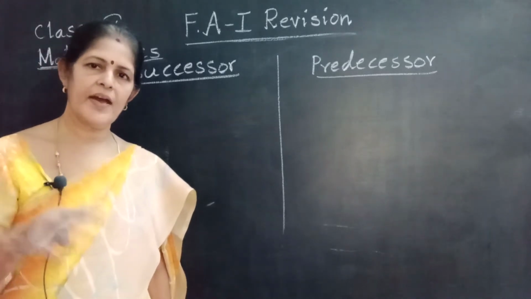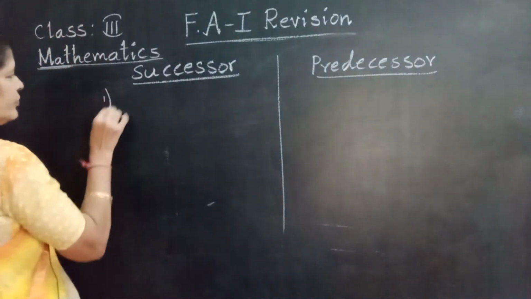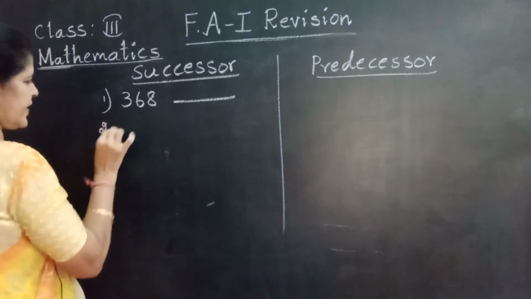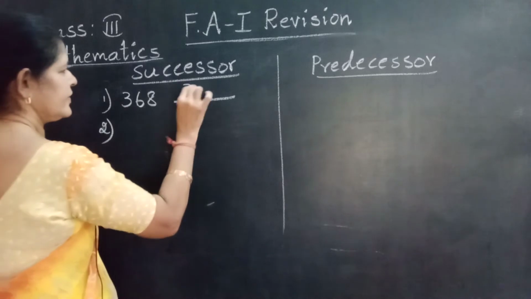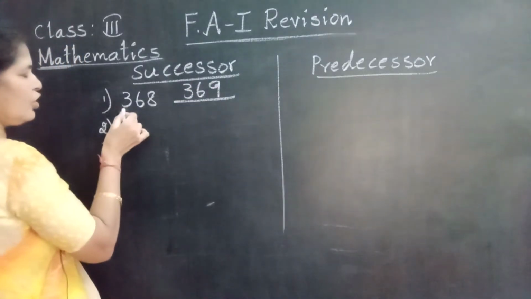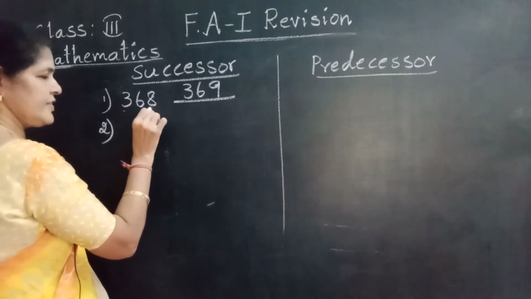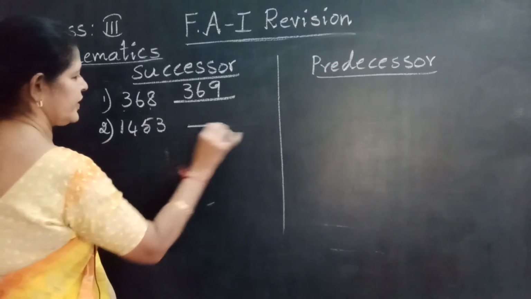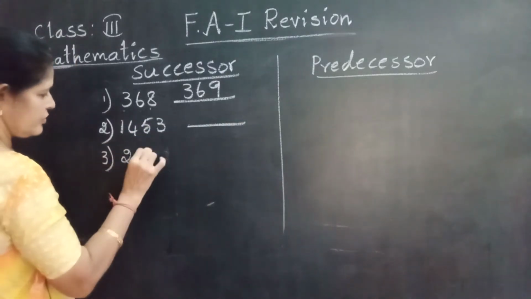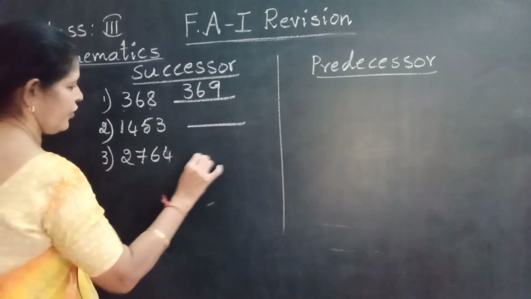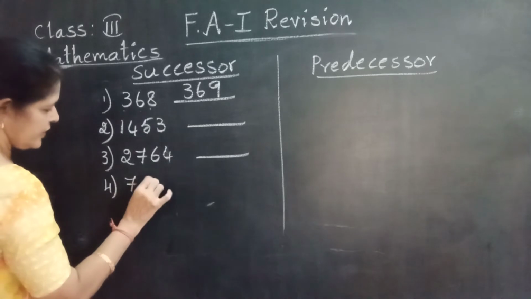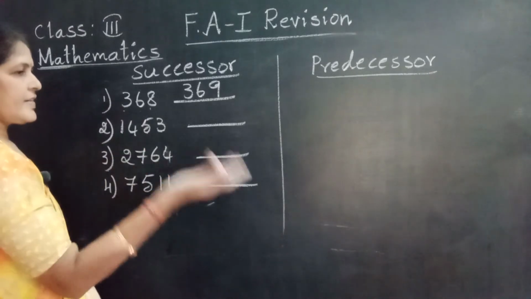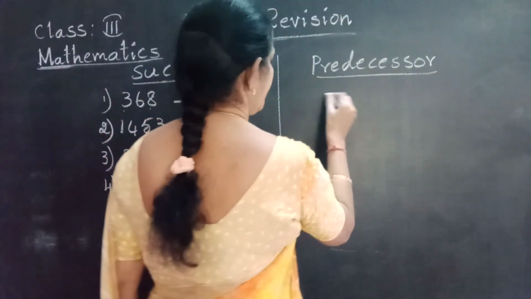Here 3-digit number or 4-digit number. 368 after. Successor of 368, 369. No change in the hundreds and tens. Only change in number goes to ones. 1453. 2764. 7511. Write the successors of the given number. Successor just after. Now write the predecessor.